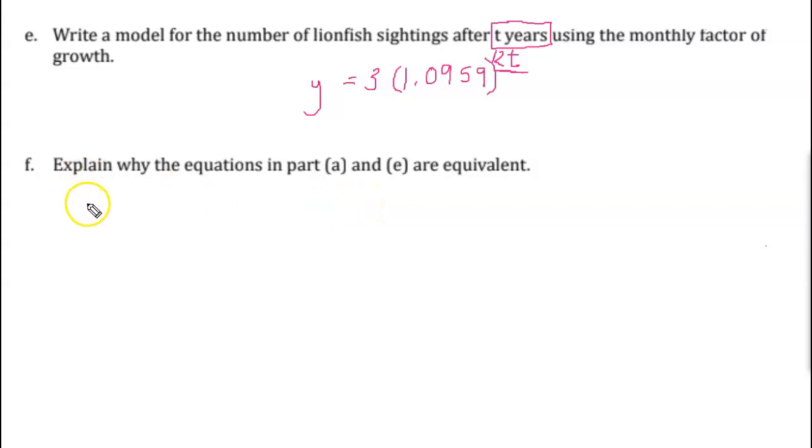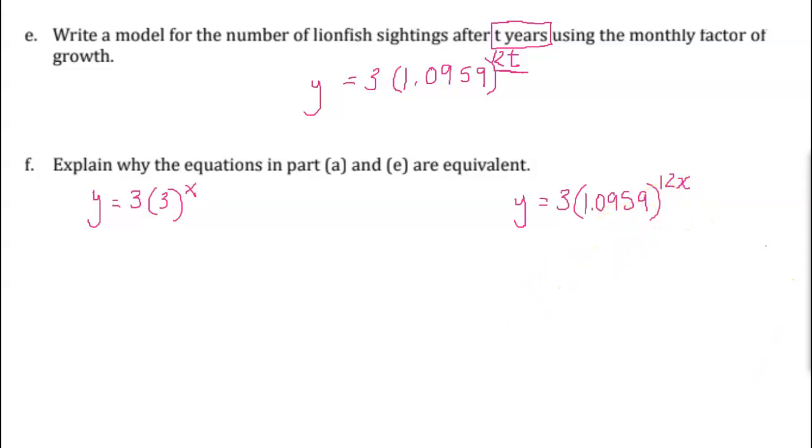Explain why the equations in part A and part E are equivalent. So our equation that we managed to come up with in part A was y equals 3 times 3 to the x power. And then for our monthly, we have y equals 3 times 1.0959 to the 12x. And we want to show why they are equivalent. There's lots of ways you can do that. You can do that with some kind of paragraph proof and just explain using words. There is such thing as an algebraic proof, where you show work to show that two things are, in fact, equal to one another. So I might try that one.